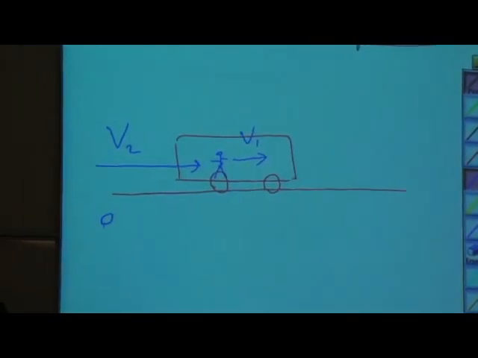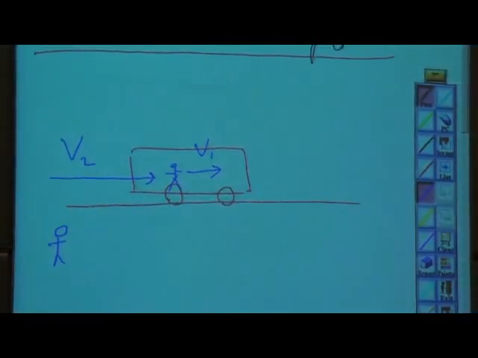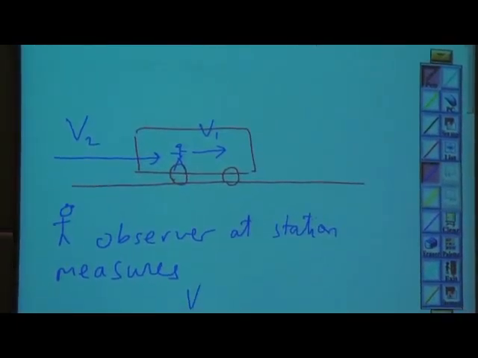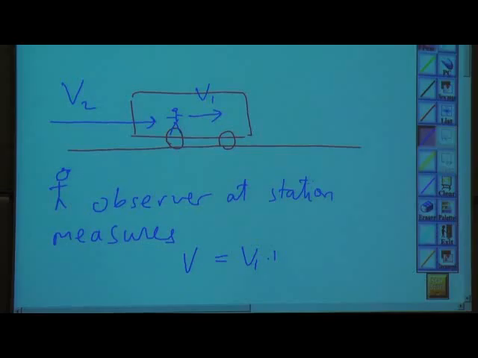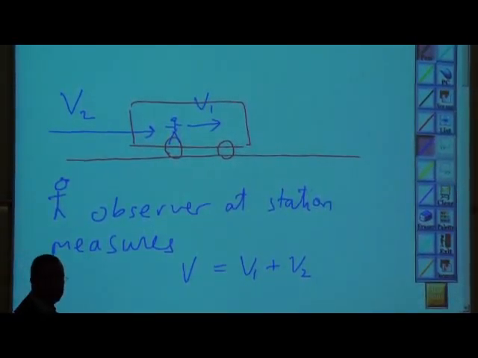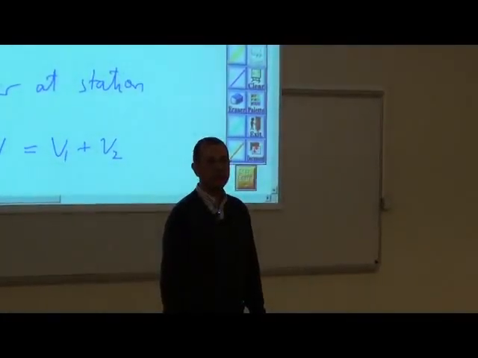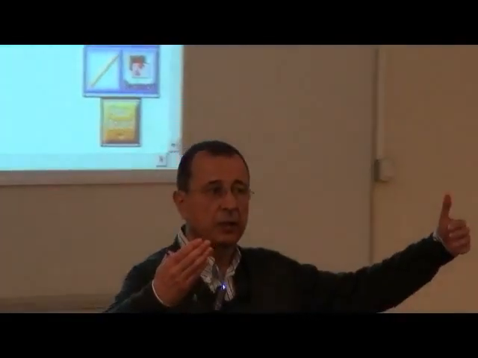And here is your scientist making some observations, using chronometers, whatever, he's measuring speeds. And the observer at the station measures V equals V1 plus V2. Right? Any questions about this? This is what you would expect, and of course this is what we expect because this is what you see in all the experiments, all the time.